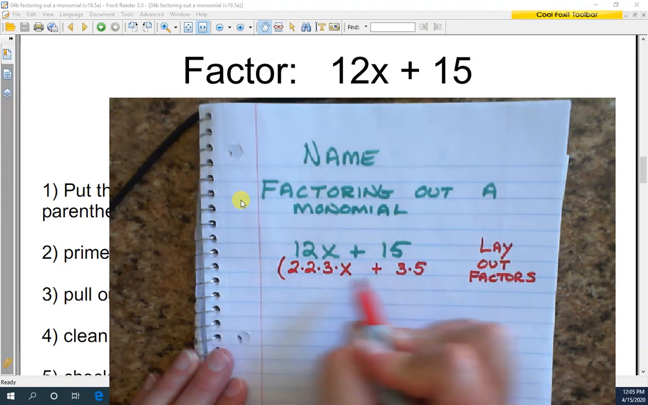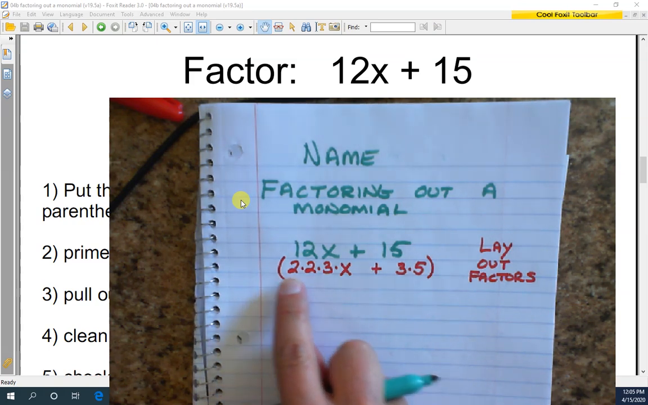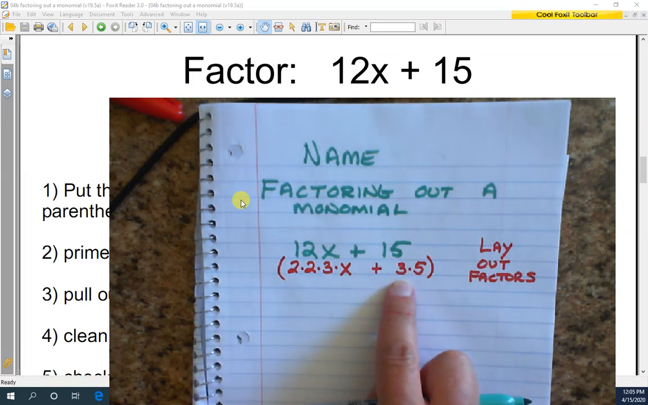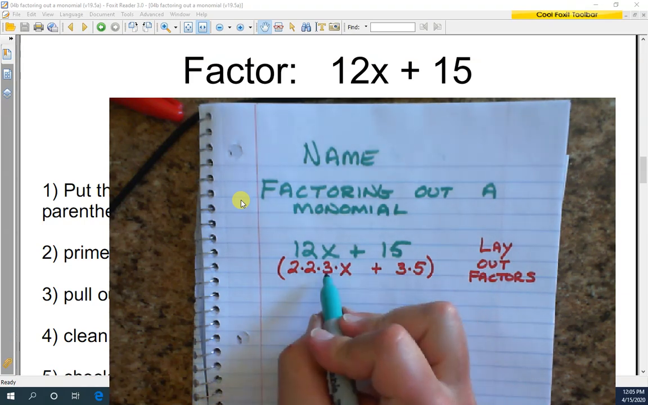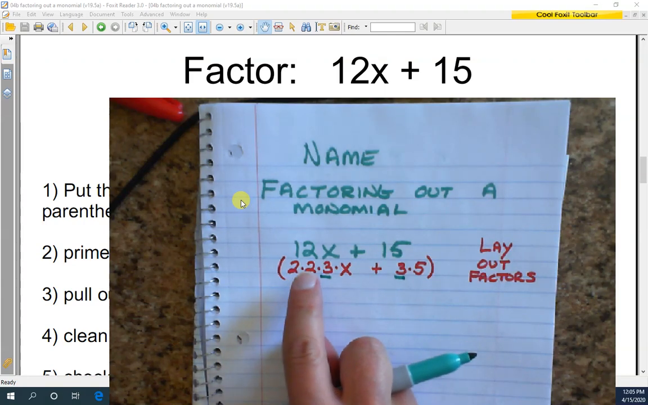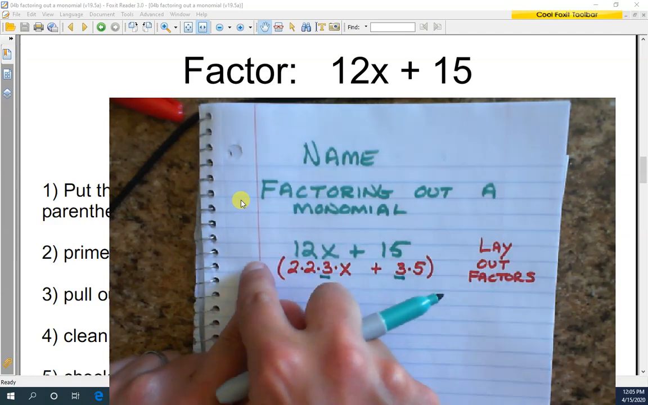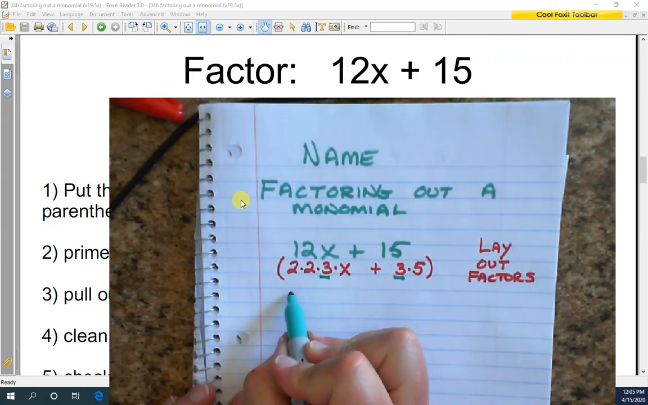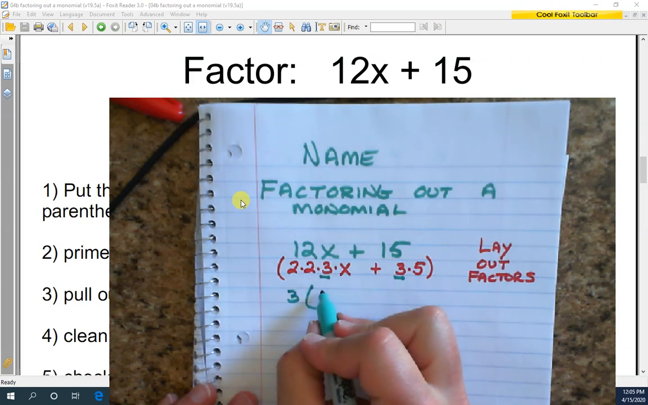Now I'm going to bring out any common factors. Do you see how there's a 2 here? Is there a 2 over here? No. See that 3? Is there a 3 here? Yes. That is common to both monomials. It's common here and there. So this guy is going to come out in front. And it's going to be 3 times 2 times 2, which is 4x.